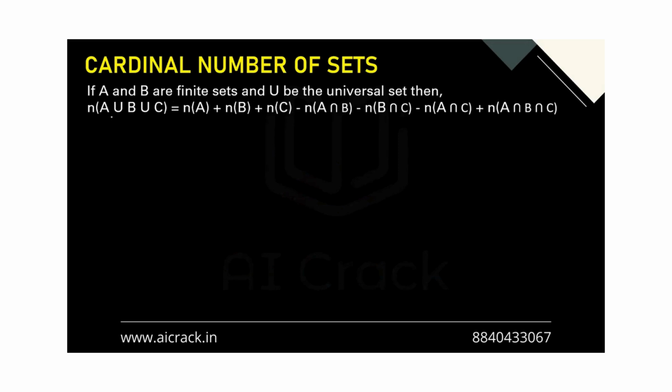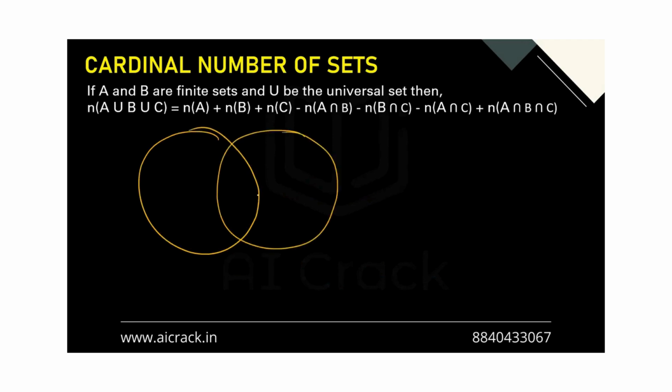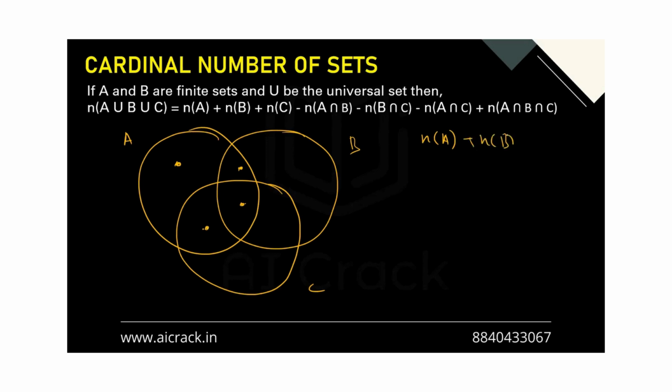Now, in a similar manner, we'll do n of A union B union C, but for that I'll have to divide my entire set into four regions: this region, this region, this region, and this region. Let's say this is our set A, set B, and set C. Now, if I'm writing nA, in that case, this and this dot. If I'm writing plus nB, in that case, one dot over here, one dot over here, one dot over here, and one dot over here. If I'm also writing nC, one dot over here, one dot over here, one dot over here, and one dot over here. Now we can see a lot of overlaps.